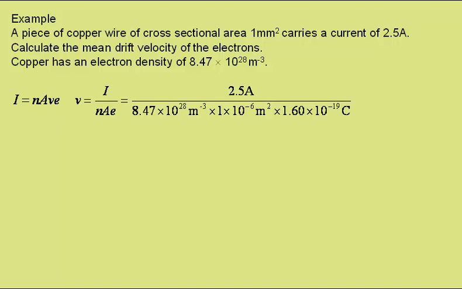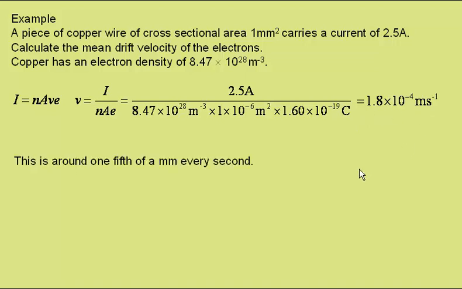Then putting in the numbers, we have the current at 2.5 amps. The number of free electrons per cubic meter, 8.47 × 10^28 per cubic meter. The area was 1 square millimeter. We need this in square meters, and it is 1 × 10^-6 square meters. And the magnitude of the charge on the electron, 1.6 × 10^-19 coulombs. This gives a drift velocity of 1.8 × 10^-4 meters per second. This is around 1/5 of a millimeter every second.